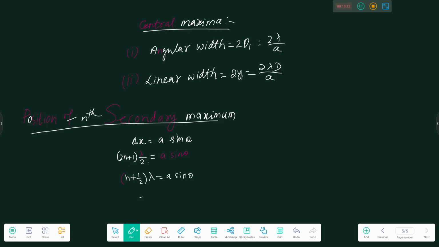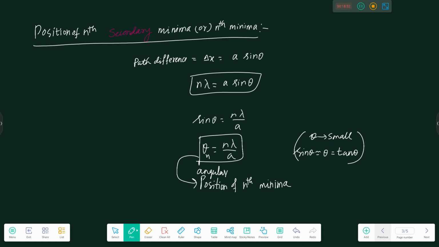Is it written or not? This is written, right? 2n plus 1 by 2. When I take 2n plus 1 by 2, n should start from 0, 1, 2, 3 like that. But you don't start from 0 for n. Because if 0 starts, theta becomes lambda by 2A, which will not come, because you see here, 0 doesn't start.